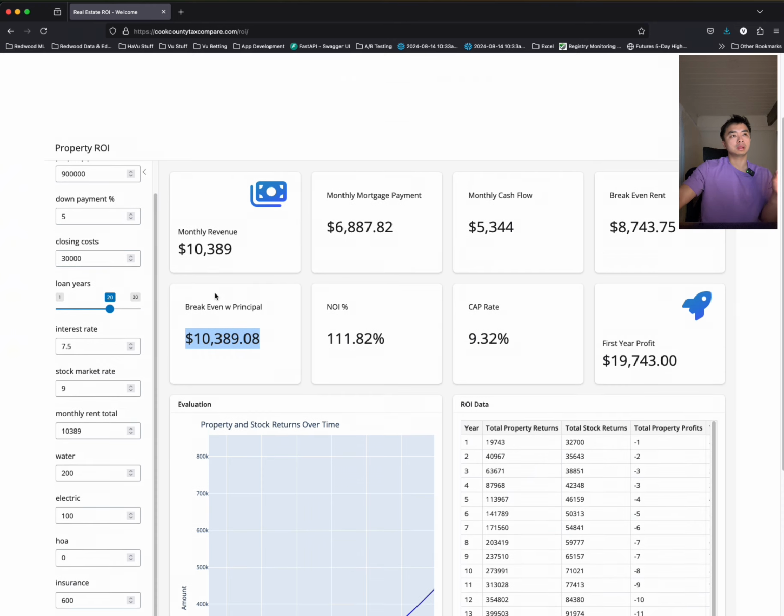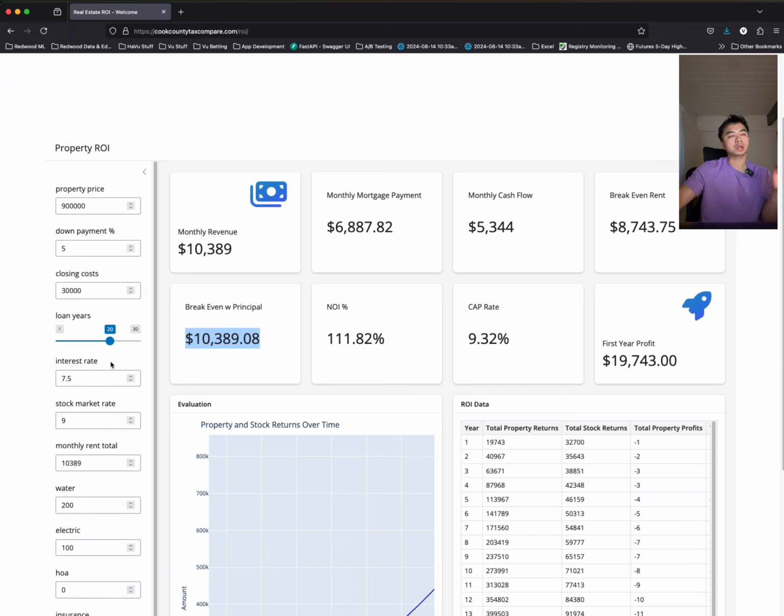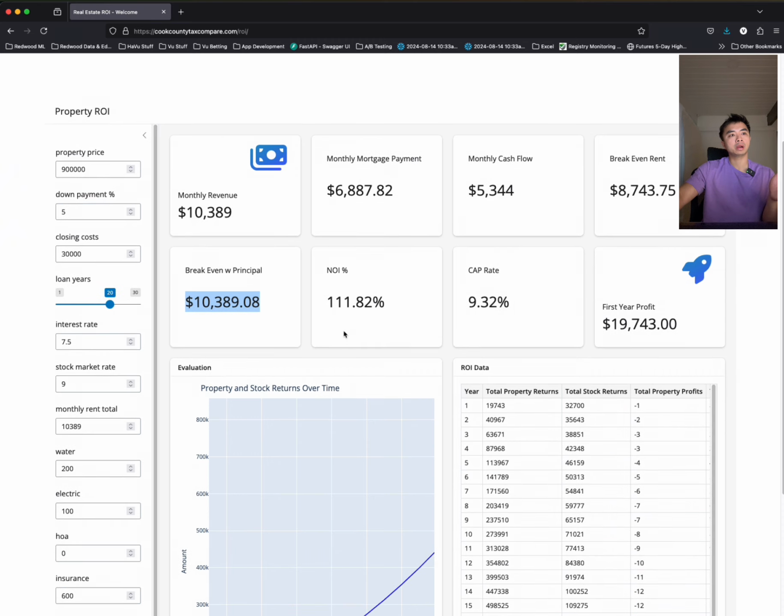And if you have properties like that and you want to play around with it and see how much profit and cash flow you have, and if you want to compare it with the stock market and whether it makes sense to purchase this property or not, use this tool.